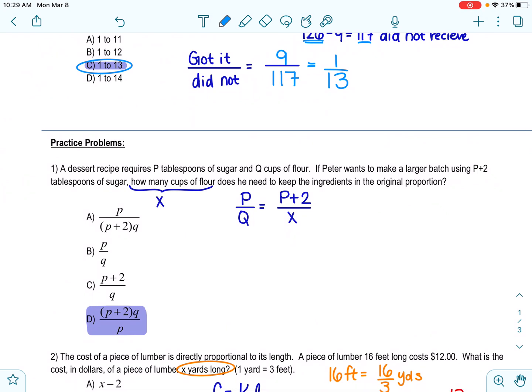All right, so now some practice problems. So this one says a dessert recipe requires P tablespoons of sugar and Q cups of flour. If Peter wants to make a larger batch using P plus 2 tablespoons of sugar, then how many cups of flour will he need to keep everything proportional?